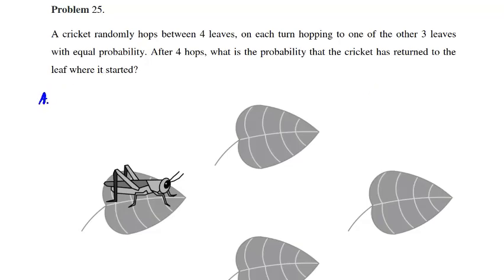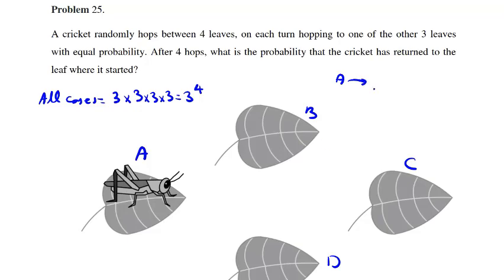If we consider all cases, after 4 hops, in each case, it can go to any of these 3. So it will be 3 in each step, 3 times 3 times 3 times 3, 3 to the power of 4. Now, if you want to consider good cases, for example, suppose the leaves are A, B, C, D. It can go after A to one of the others, for example, X, which is B or C or D, or again to A. One good case is this.